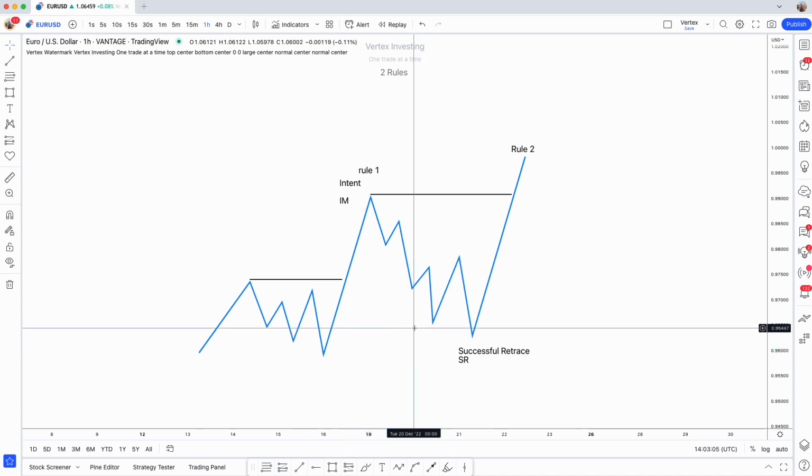Now, the reason why we use the two rules is that it ties down everything that we do here at Vertex. In terms of the entries, it's all going to be based around the two rules, because we're only ever going to have two entry points. We're only going to ever have two POIs at max.